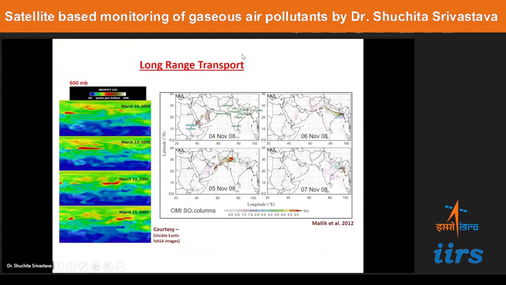We can see long range transport of pollution plume. See, it is 4 November, 5 November, 6 November and 7 November. Within 4 days, this pollution plume traveled from this location to our Indian region. So we can identify the track of a pollution plume even over longer distances.